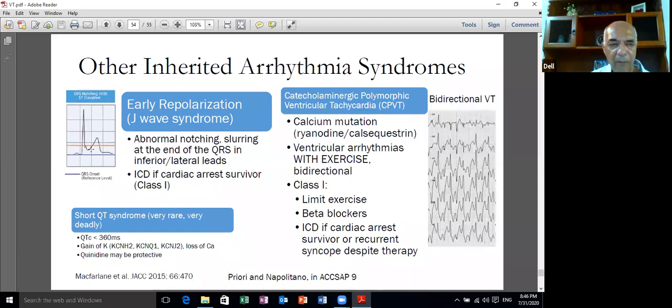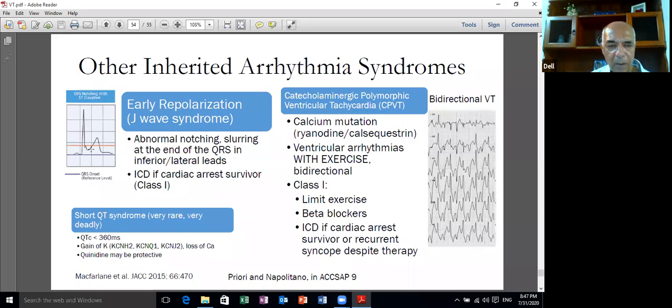How can you identify it? This is not clearly settled, but the only point that is accepted by most people working in the field is that an elevation which is either horizontal or descending of the ST segment, particularly in the inferior and lateral leads, should be considered if the patient is having a cardiac arrest or is a survivor of syncope. Under these circumstances, you consider early repolarization syndrome.